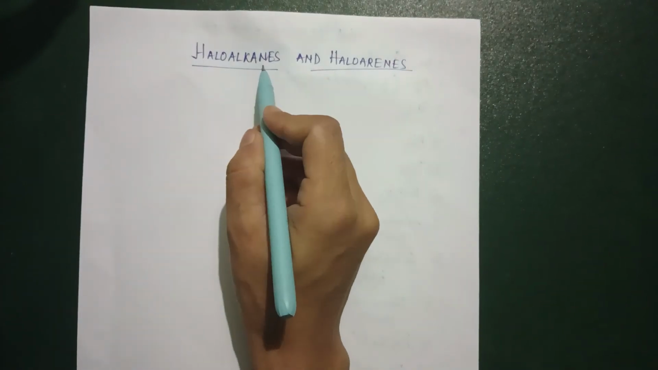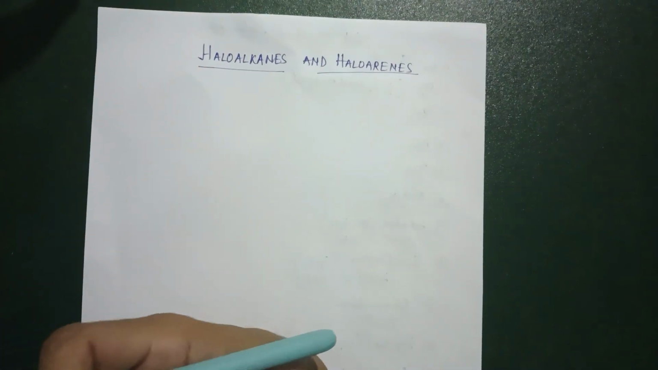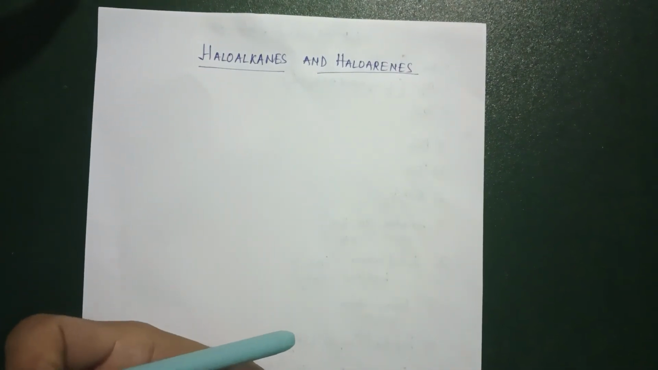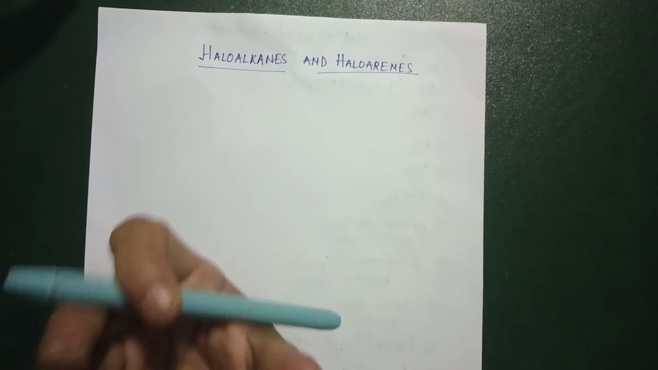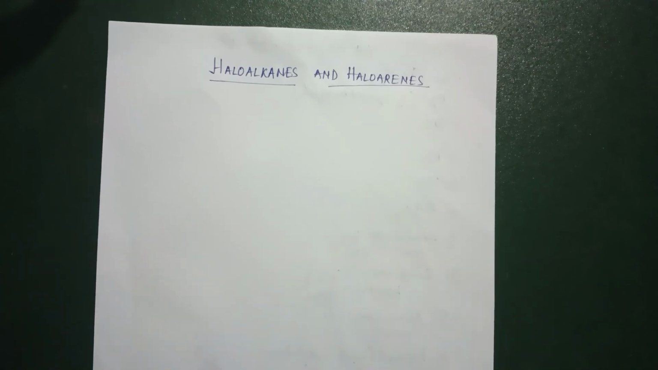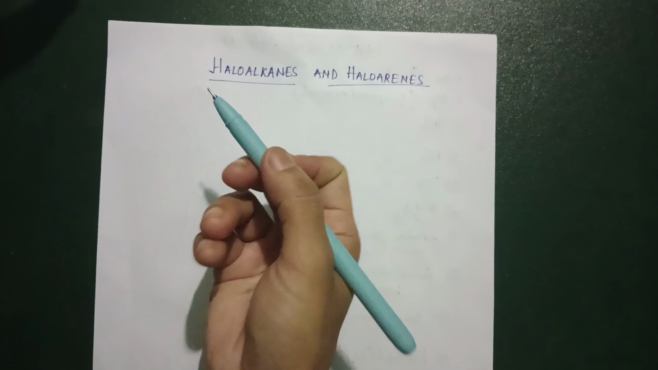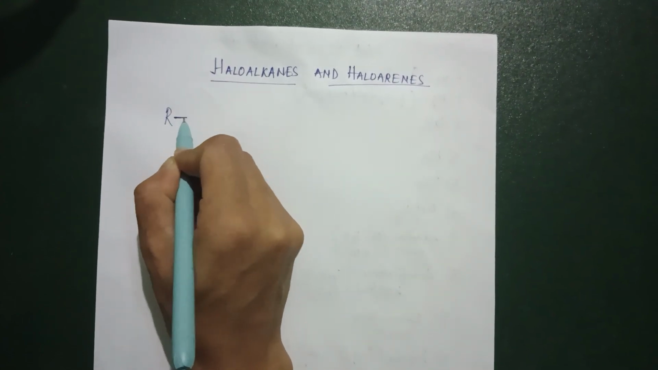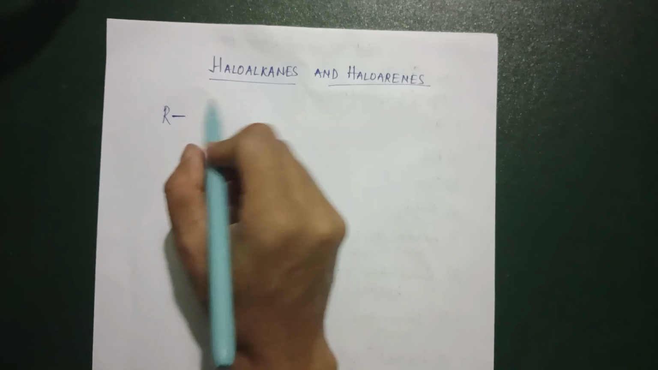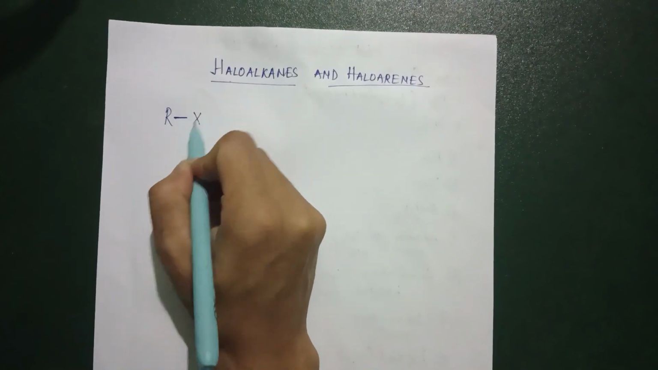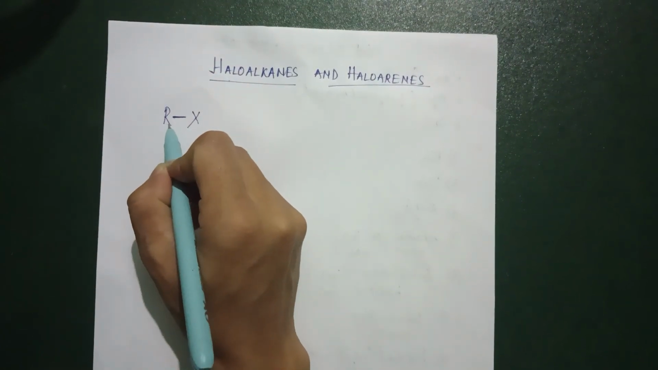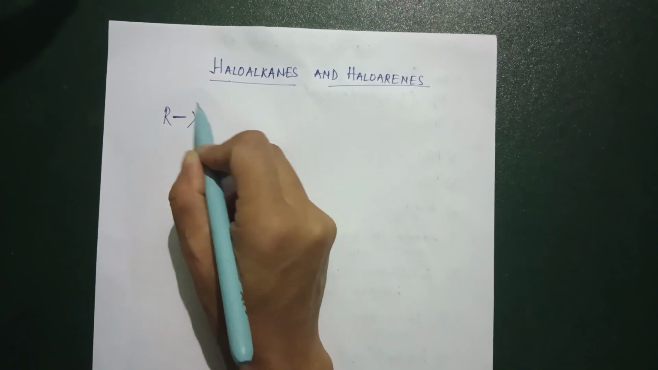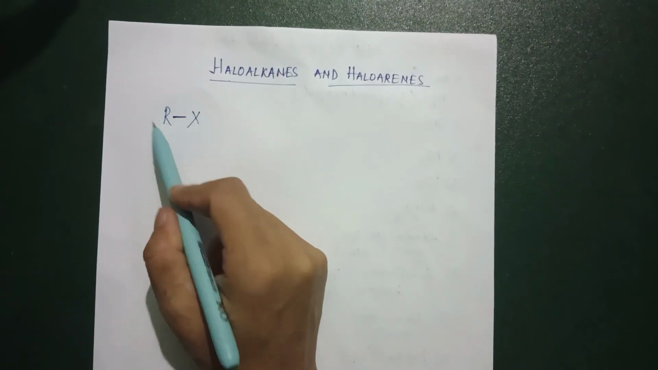So haloalkanes, haloarenes. Now let us try to remember what are the reactions and what are the reagents that are involved in these reactions. As we are studying haloalkanes, we are going to know the formula of this compound. Halo means halo, alkane means R. So alkyl halide or haloalkane. We know this. So we are going to treat this alkyl halide.